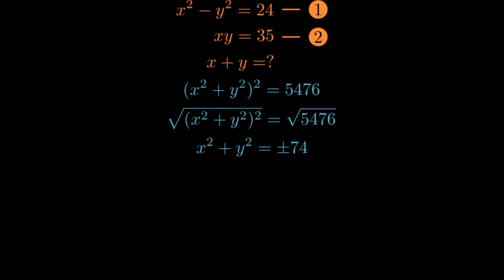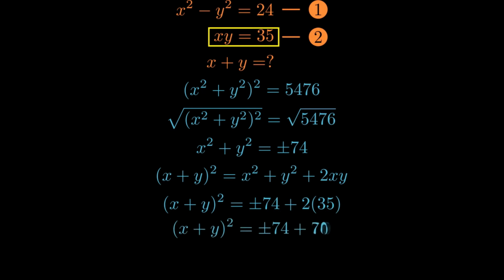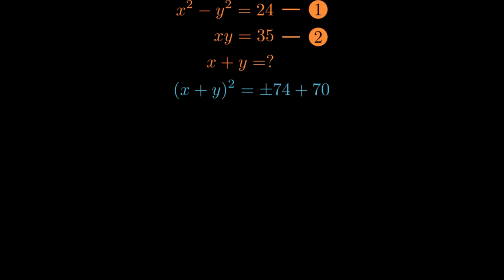Now, as you will realize later, we need to expand (x plus y) squared. This gives us x squared plus y squared plus 2xy. Moving on, you should be able to see how this all comes together. Substituting in the values of plus or minus 74 and 35 gives us the equation plus or minus 74 plus 2 times 35 equals plus or minus 74 plus 70. This will give us two different solutions when we account for the plus 74 or minus 74.